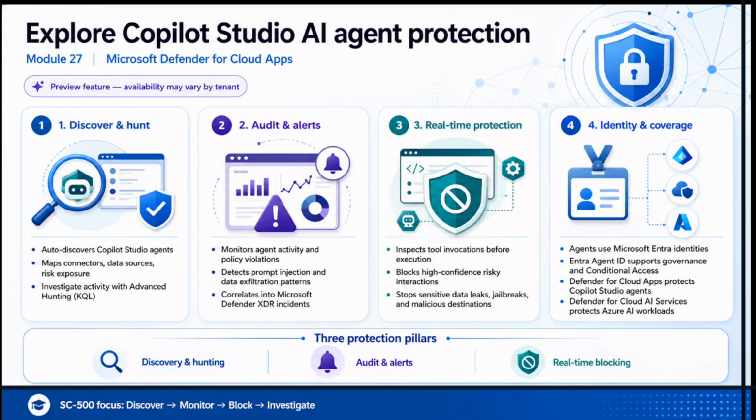For the SC-500 certification exam, remember the flow: discover the agent, monitor its behavior, block dangerous activity, and investigate the resulting alerts. Also, distinguish Copilot Studio protection in Defender for Cloud Apps from Defender for AI Services, which protects Azure AI workloads. Let's now get into the demo and take a look at how all of these things work.